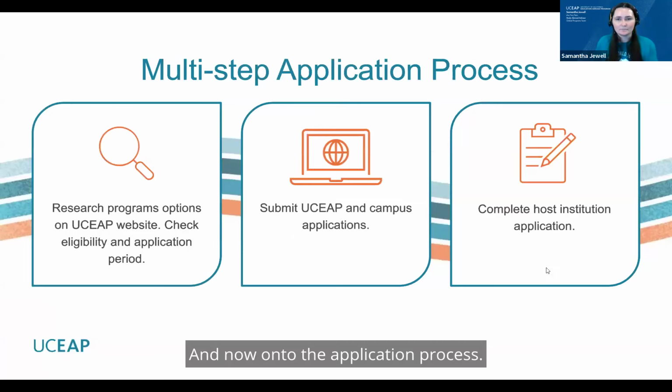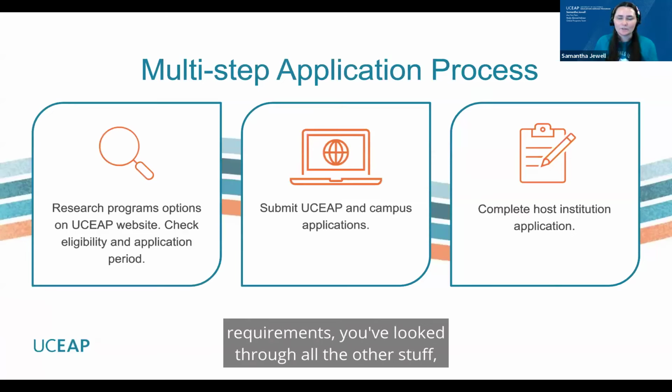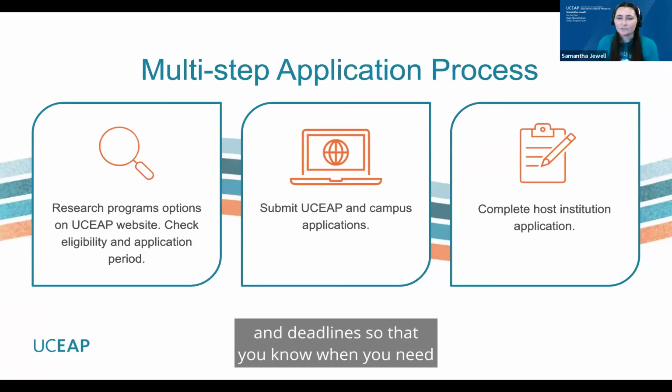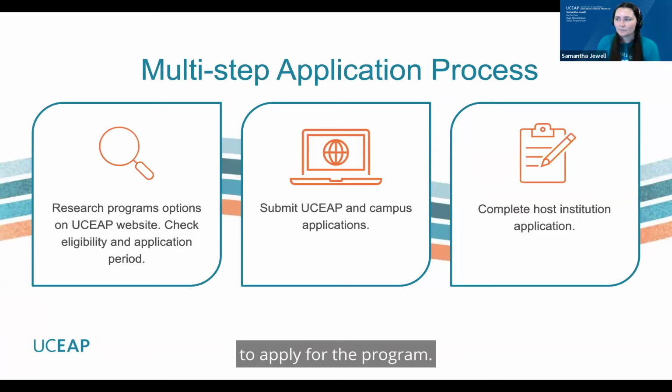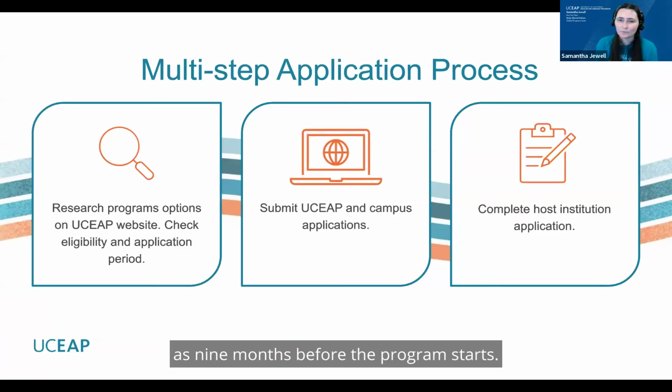And now onto the application process. So once you select a program and you've confirmed that you meet all eligibility requirements, you've looked through all the other stuff, you have your transcripts ready, look up the application open dates and deadlines so that you know when you need to apply for the program. Keep in mind that the application deadlines can be as early as 9 months before the program starts, and students generally need to complete 3 different applications.